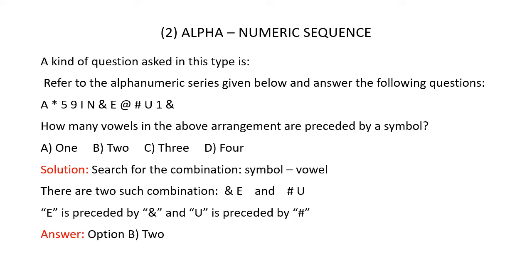So there are two such combinations, and E and hash U. So the correct answer is option B, 2. This is how you solve alphanumeric sequence based types of questions.